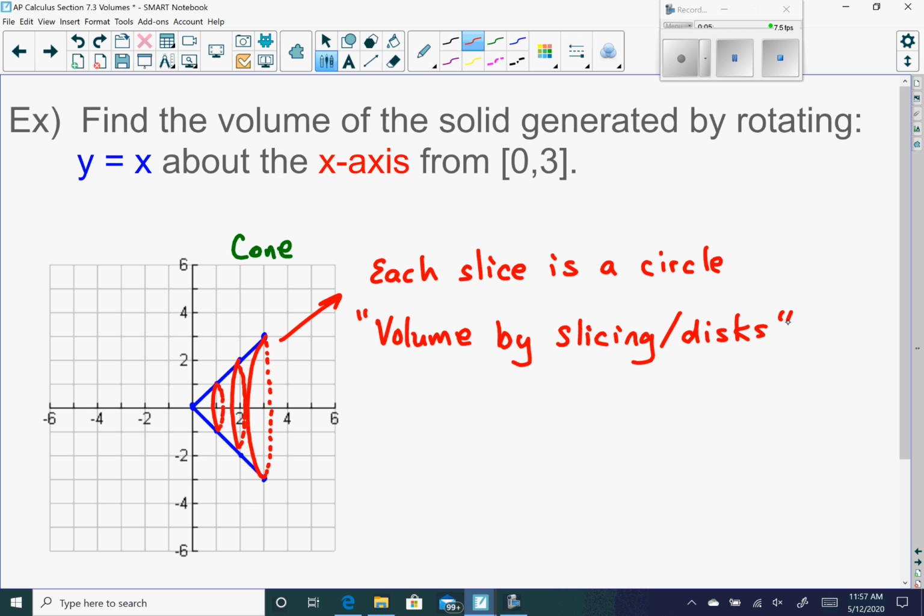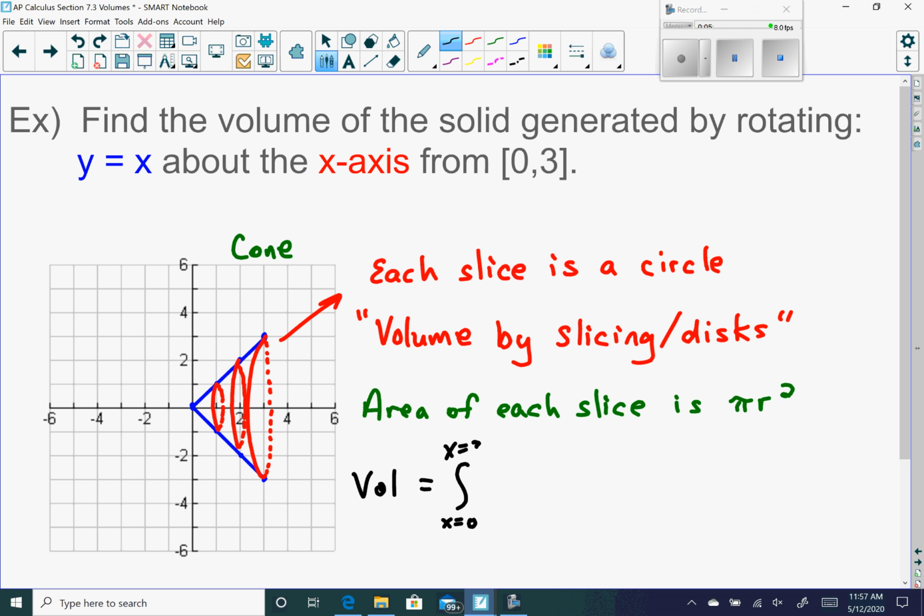So we're making little circular discs and then we add those up. So the area of each slice is pi r squared. Then the volume is going to be the sum, so the integral as we go from x equals 0 to x equals 3 of each area of the slices here.